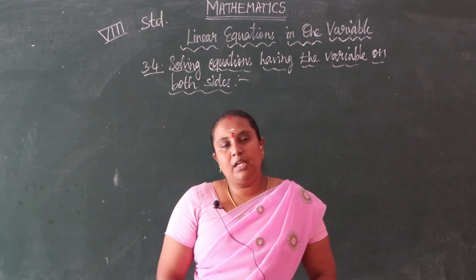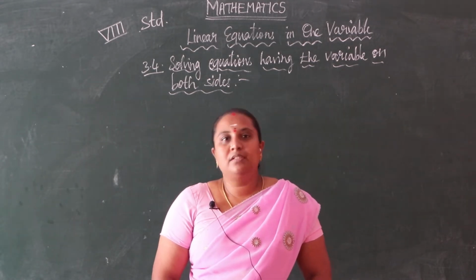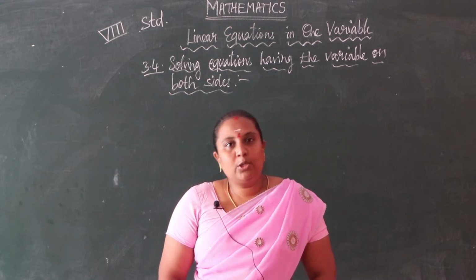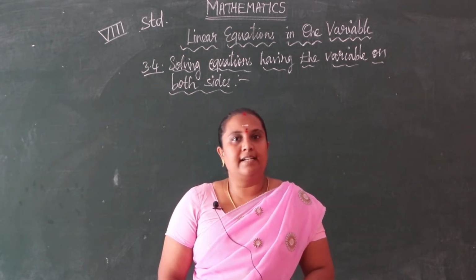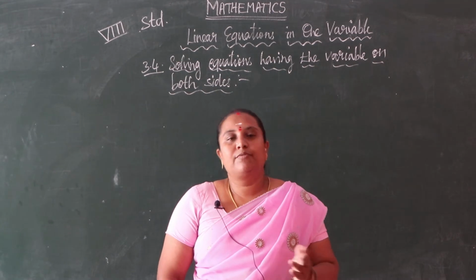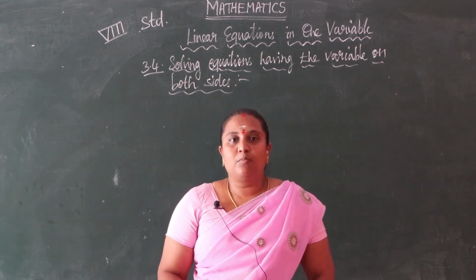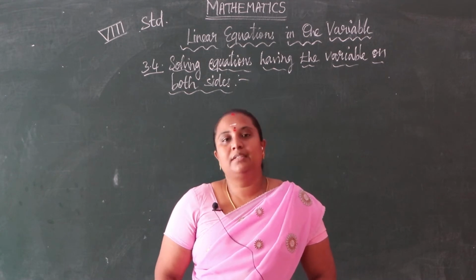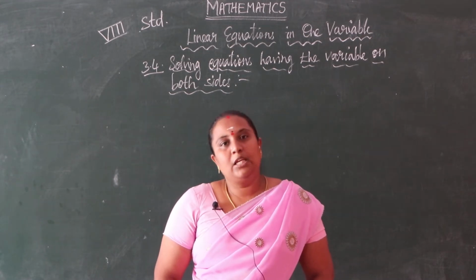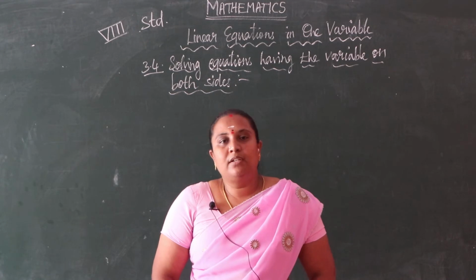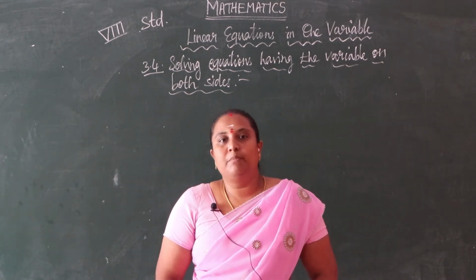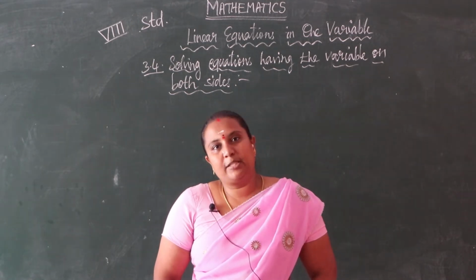So what is meant by an equation? An equation is an equality of both the sides. That is, from the LHS of the equality sign and the RHS of the equality sign, both the sides are equal. That we can say is an equation. In an equation we have a minimum of two expressions.